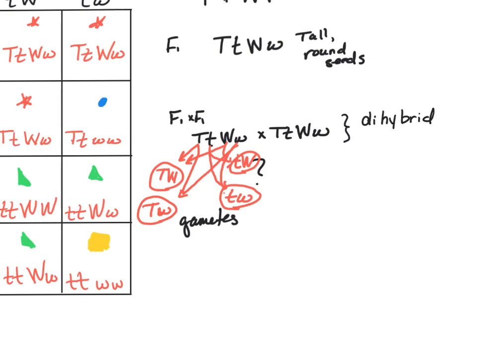And a dihybrid cross will result in a ratio of offspring of 9 to 3 to 3 to 1. So our two dominant characteristics will have 9 of those. 3 of them will have one of the dominants and the other recessive characteristic, and then 3 will be the opposite. The other dominant characteristic with a recessive, and 1 will be recessive at both loci. So this is a pretty classic standard dihybrid cross.